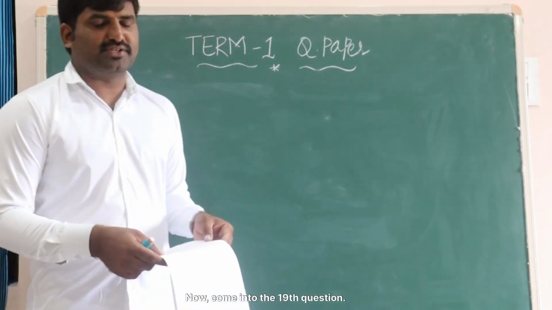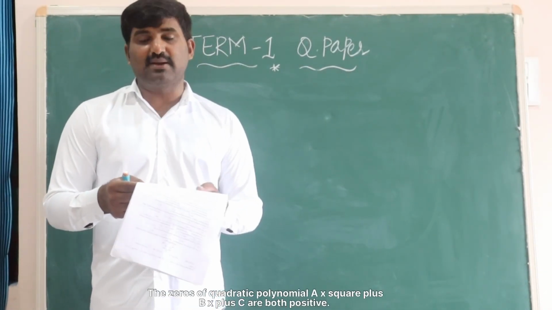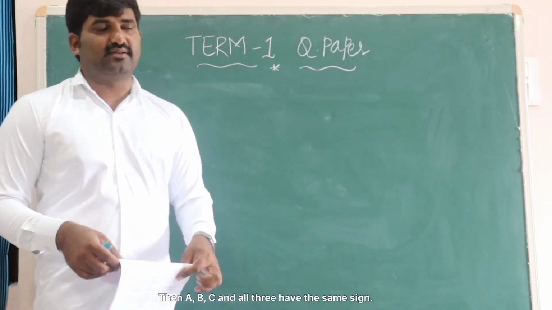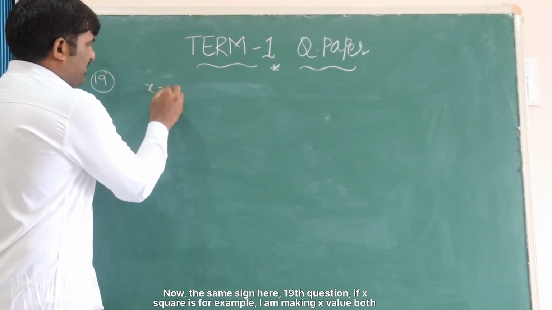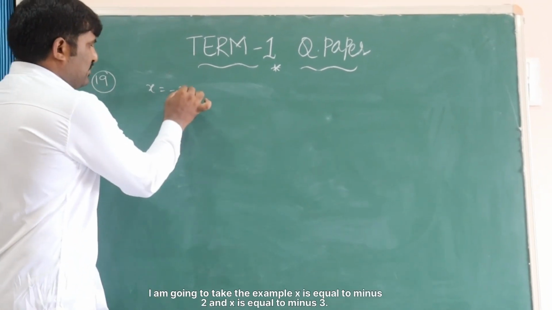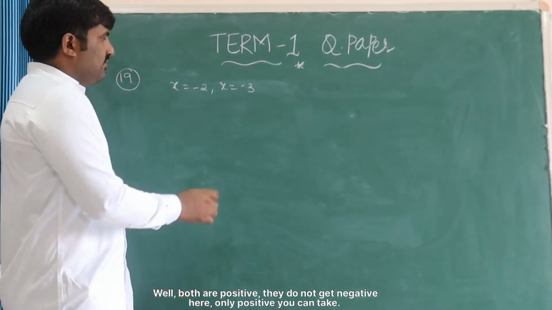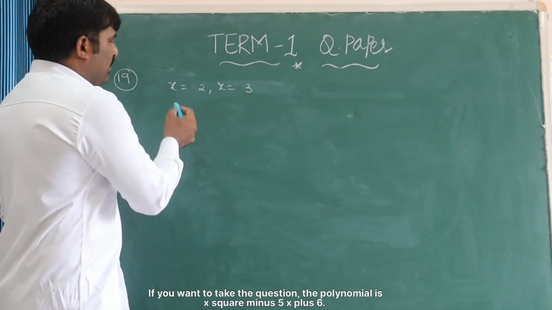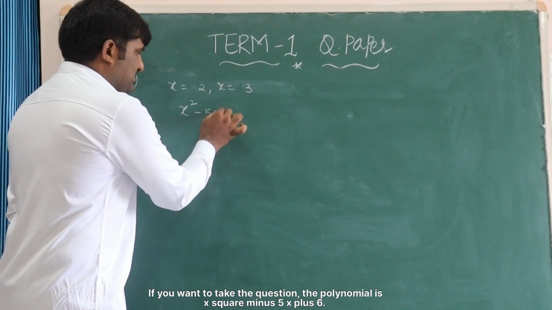Now coming to the 19th question. The zeros of the quadratic polynomial ax square plus bx plus c are both positive. Then a, b, c all three have the same sign. See here, the 19th question. For example, I am taking the x values as x equal to 2 and x equal to 3, when both are positive. Don't take negative here, only positive. If you want to take the question, the polynomial is x square minus 5x plus 6.